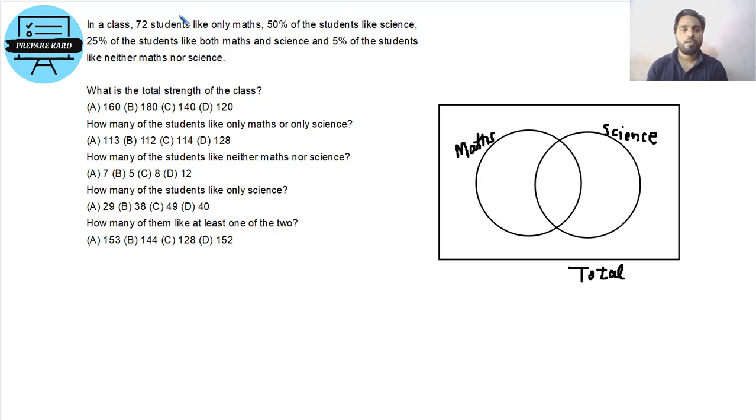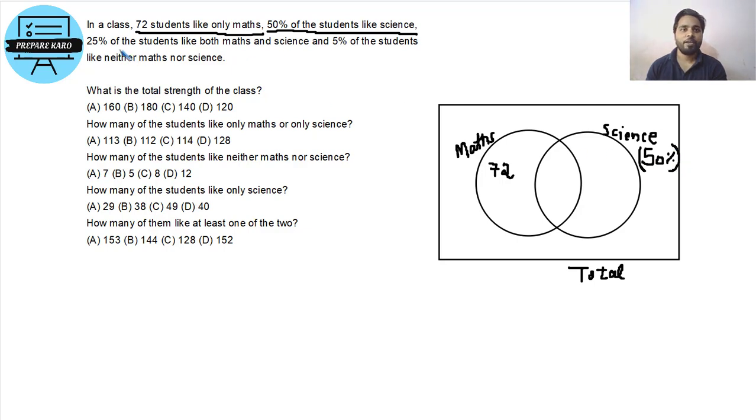Okay. Now it says 72 students like only maths. So this region is 72. Only maths is 72. 50% of the students like science. See here the word only is missing. 50% of the students like science. Here 72 students like only maths. There is a difference between these two phrases, right? In one case there is only maths and in the other case there is science. So only maths 72 we have placed here, but 50% will be placed outside the circle of science.